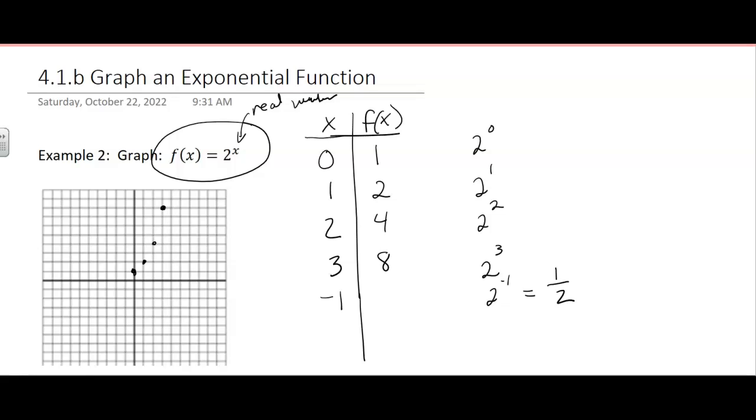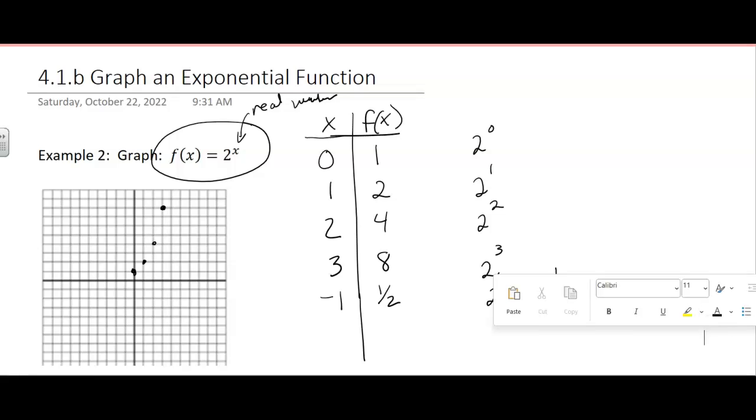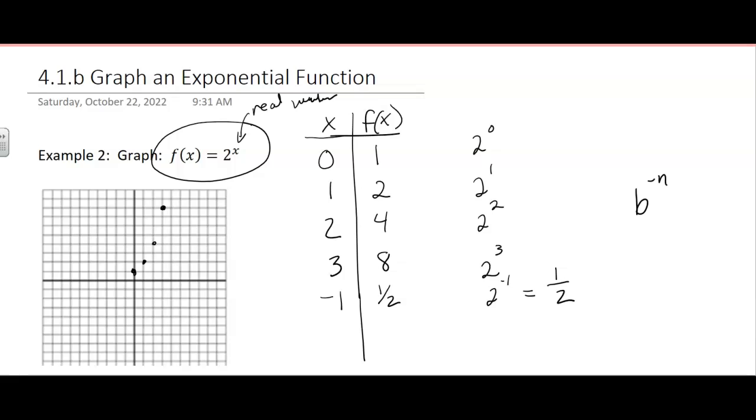Remember, it's all about location. So 1/2. A negative exponent makes it reciprocal. There's a little exponent rule that says b to the negative n equals 1 over b to the n. That's what we're working with here. So what happens if x is negative 2? Then you're going to get 1 over 2 squared, which is 1/4. And if I put in negative 3, I'd get 1/8.